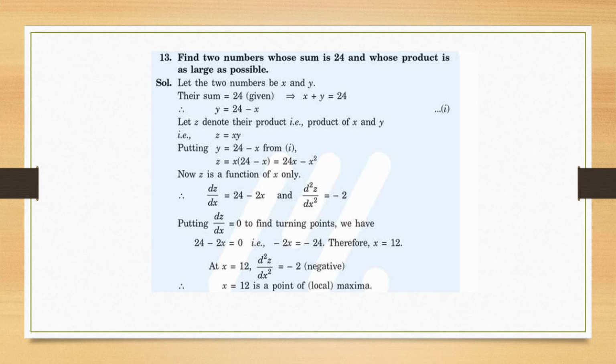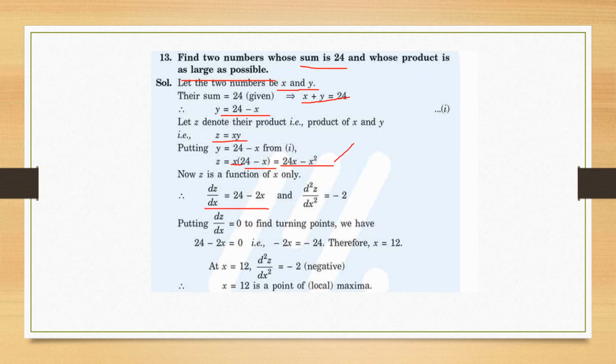Number 13 is find two numbers whose sum is 24 and whose product is as large as possible. So we'll start with the first number x, second is y. As x plus y is 24, y becomes 24 minus x. Now the product is z equal to xy. So bring it to one variable form: z is equal to x into (24 minus x).